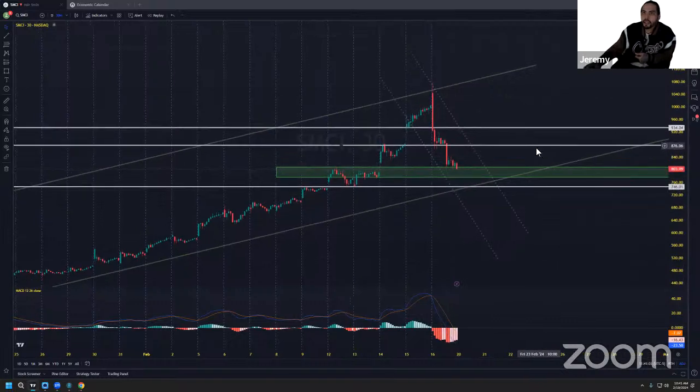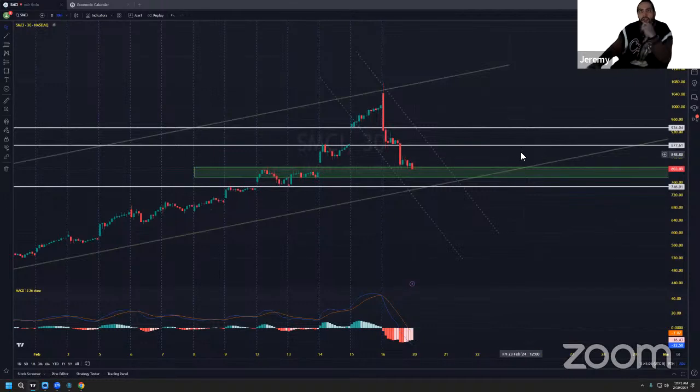Man, they took money at the top, whoever did that. It looks like it had head and shoulders, but let's see. We'll do bullish and bearish scenarios, right?